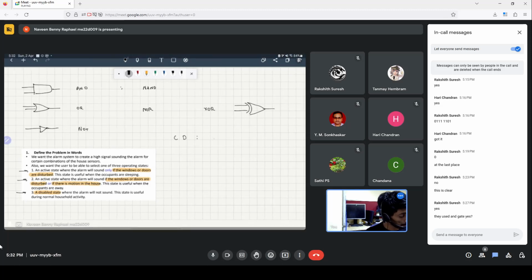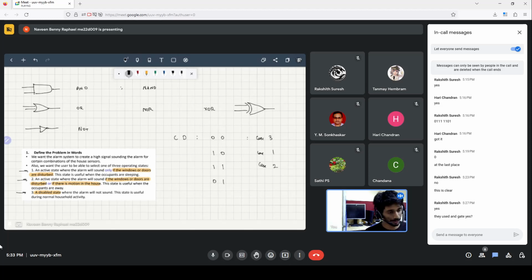If both c and d are 0, then it's case 3, because I feel case 3 is the one which should correlate to 0. If c is 1 and d is 0, it's case 1. And if c is 1 and d is 1, it's case 2. The case of 1 0 1 will not appear, but that's okay.